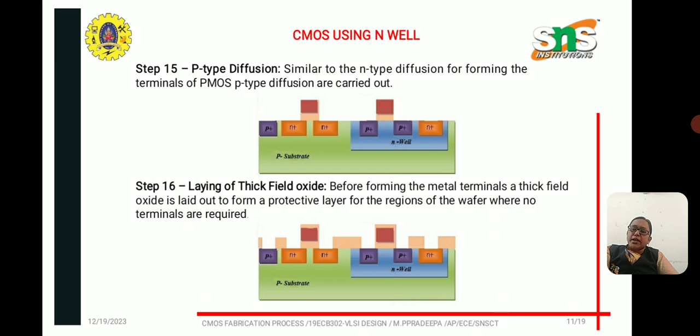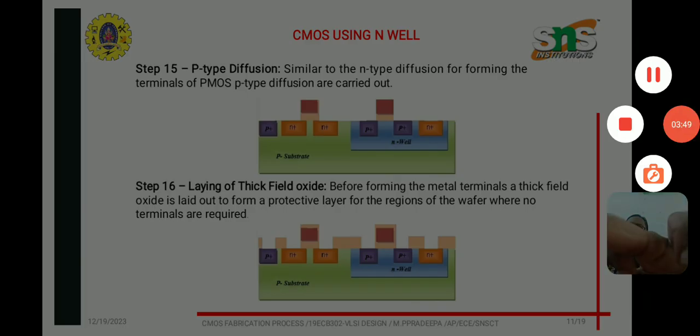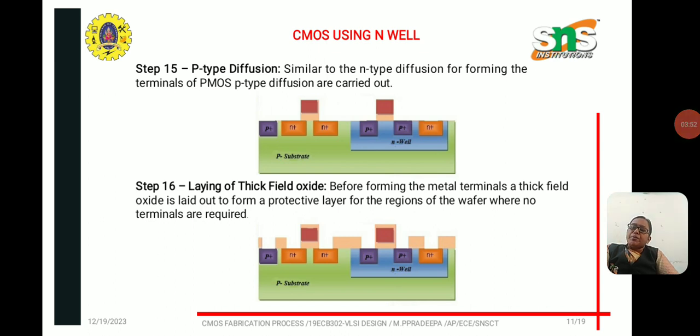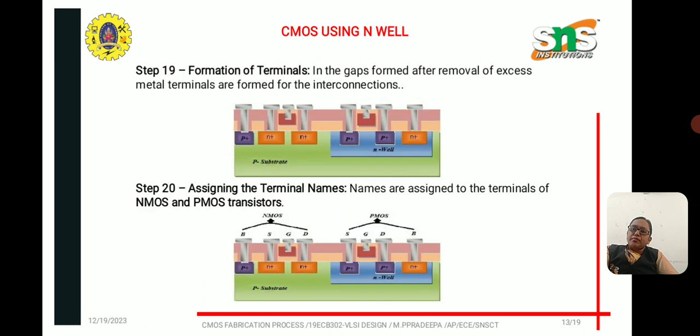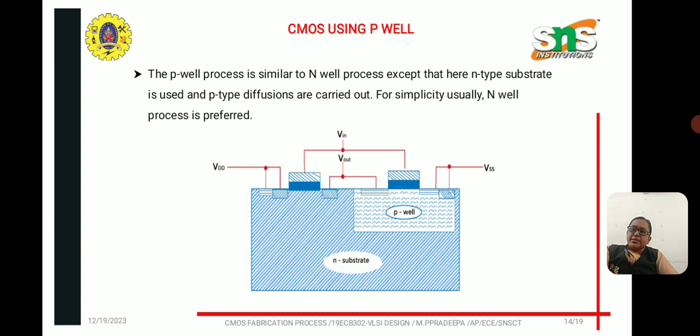So N-well is created. Next, P-type diffusion, similar to the N-type diffusion, is carried out, forming the terminals of the PMOS. Next, the layering of thick field oxide. Before forming the metal terminals, a thick field oxide is laid out as a protective layer where no terminals are required. Finally, the metallization and assigning the terminal names in the P substrate.